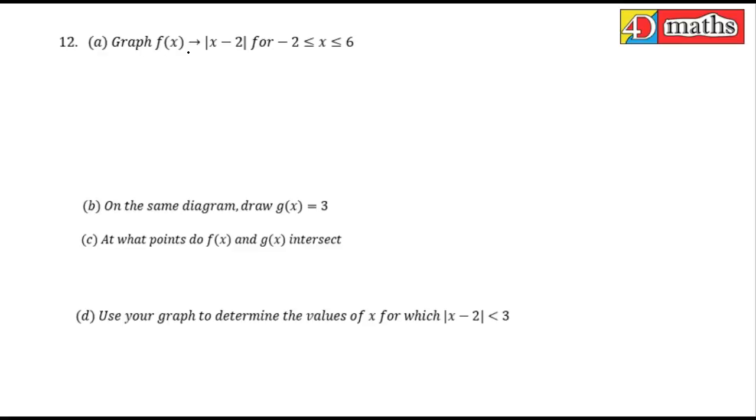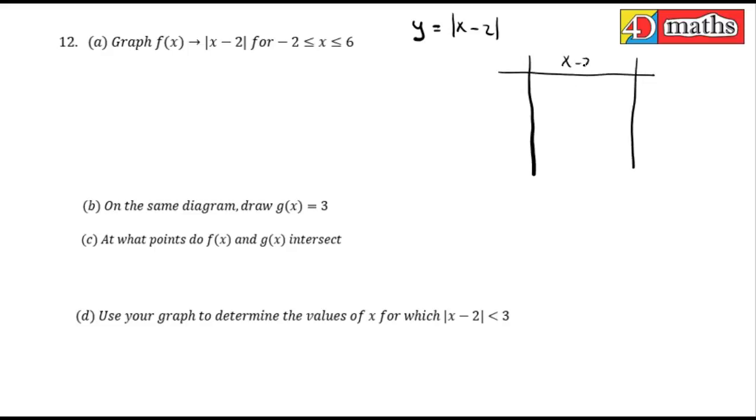Graph y is a function |x - 2| with two straight lines each side, for all the values between -2 to 6. Okay, so you have to graph this function. Another way to write that function is y equals |x - 2| with the modulus signs. Basically what this means is this number always has to be positive. So in order to graph it, I need to create points.